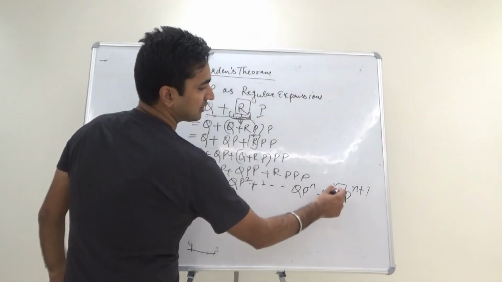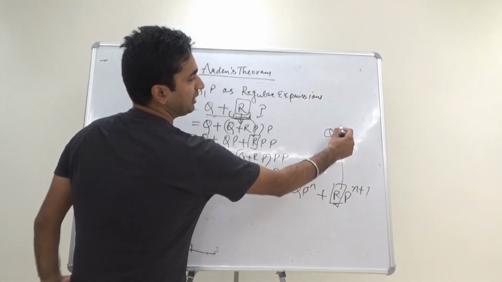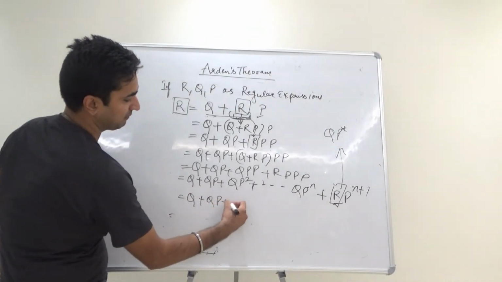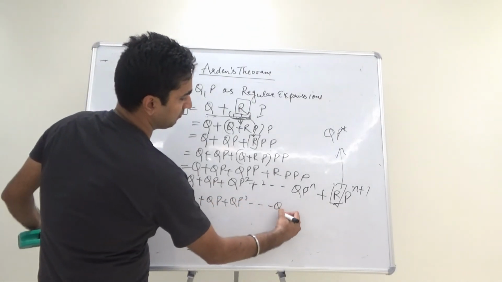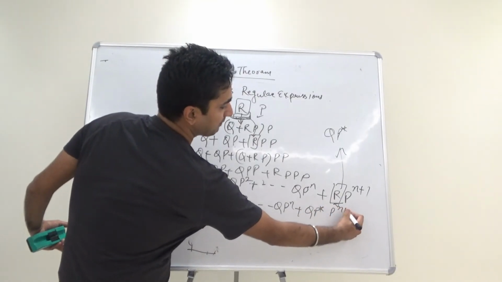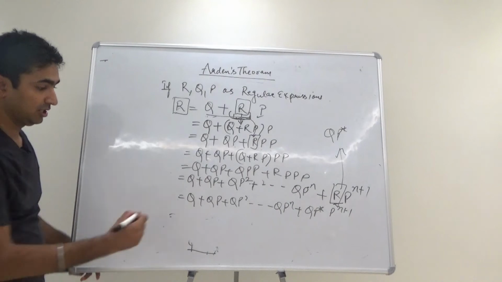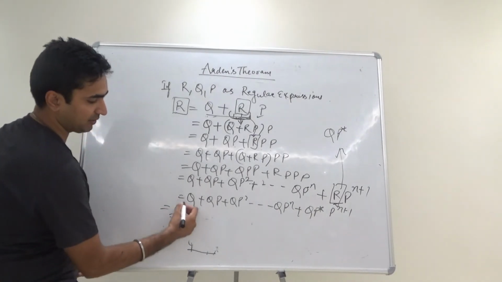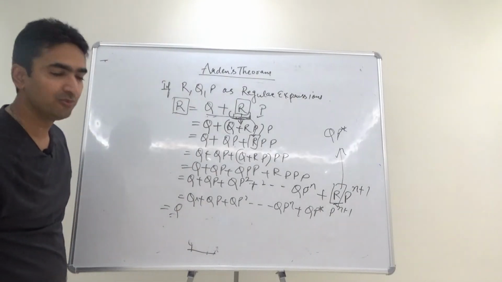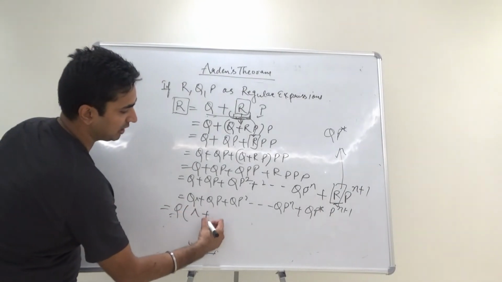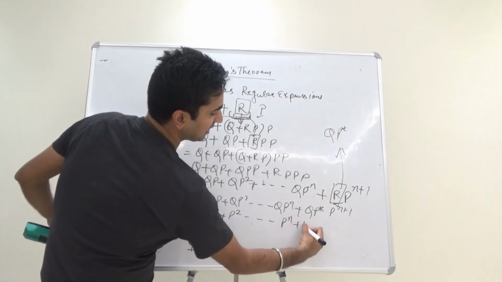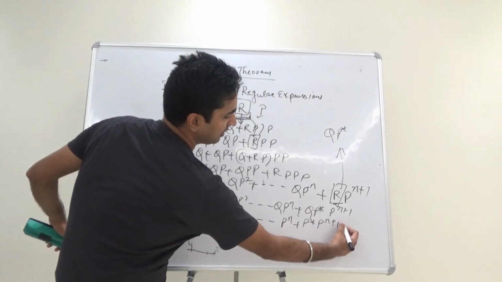So clearly this is how it is. Now I know the solution of R would be QP star. You can even put Q plus QP plus QP square till QPn plus R P of n plus 1. Clearly? Now, if I take Q common, I can write it as Q null. Why? Because Q null is always going to be Q. So I am taking Q common: null plus P plus P square till Pn plus R P n plus 1.